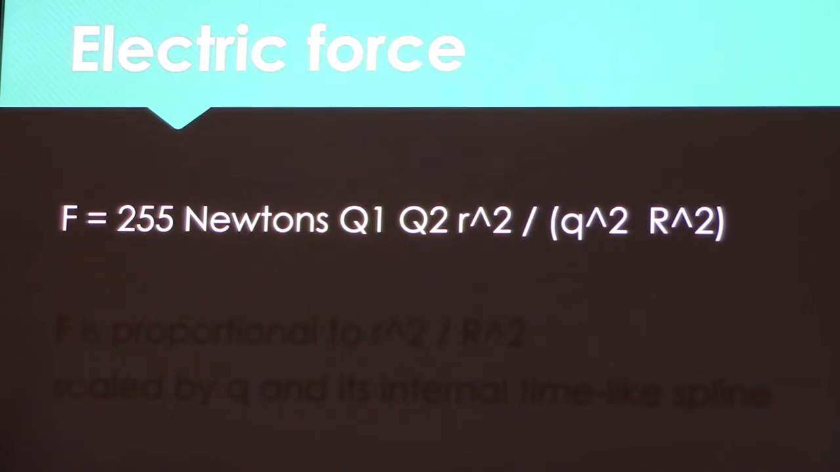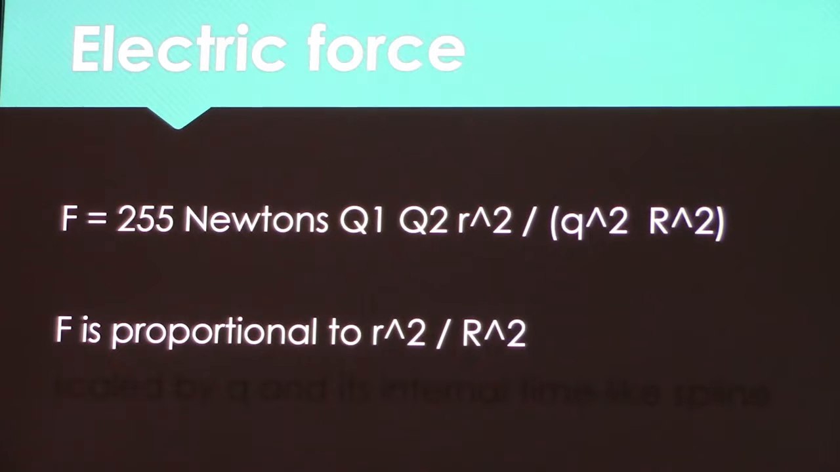Now the electric force is pretty similar to that, in that the electric force is redefined of 255 newtons multiplied by the two charges and the scaling constant, the radius of the proton squared, divided by the proton charge squared, and divided by the big R squared between two objects.